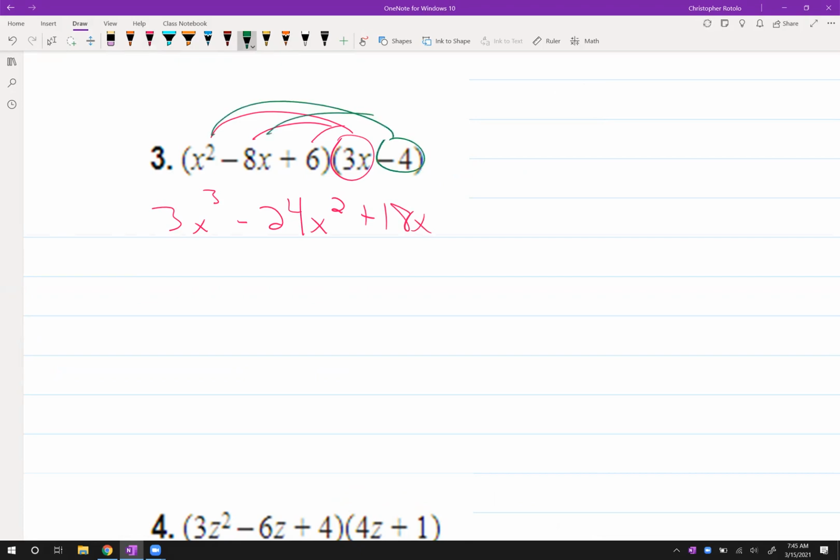Negative 4, so negative 4x squared. So I want to think about what it is so I know where to put it. x squareds, I want to line them up, negative 4 and negative 8, that's positive 32 with an x, and negative and a positive, so negative 24. Now I'm ready to add up my like terms.